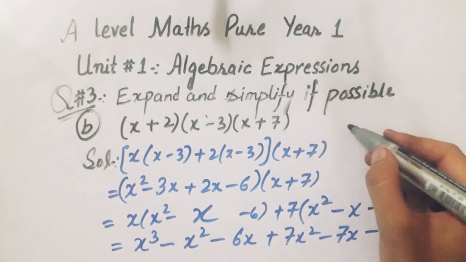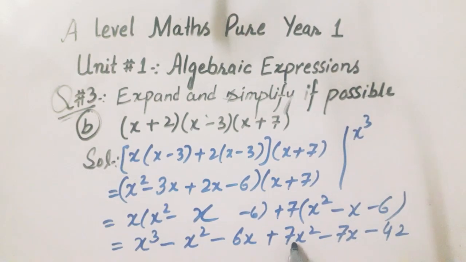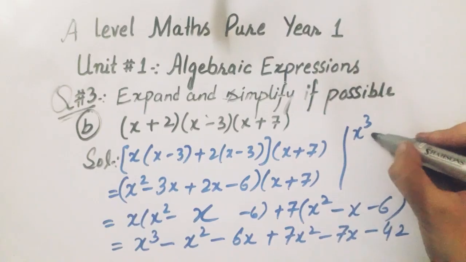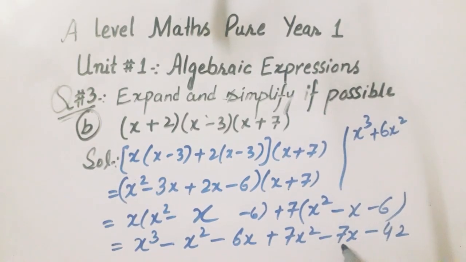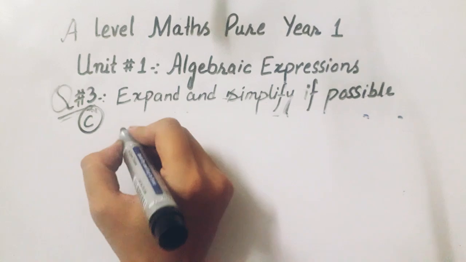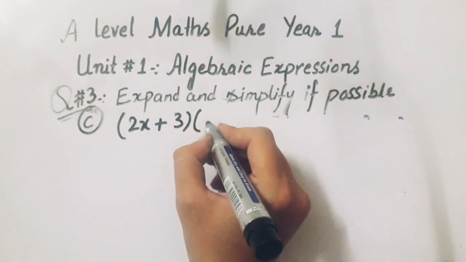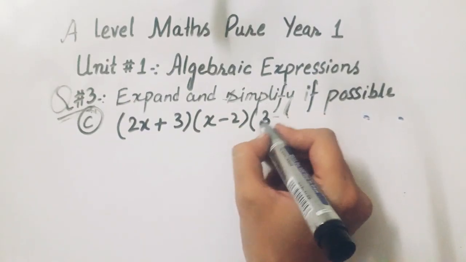So we get x cube plus 7x square minus x square is plus 6x square. Then minus 7x minus 6x is minus 13x. Then minus 42. So this will be the answer. Now we will do the third part. In the C part we have 2x plus 3 into x minus 2 into 3x minus 1.